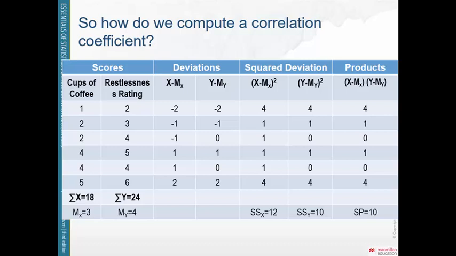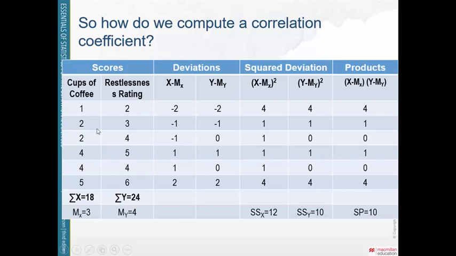And if you've done it, you should get data that looks like this. So our mean for cups of coffee was 3. The mean restlessness rating was 4. 1 minus 3 is -2. That's your first x deviation. And then square it gives you 4. 2 minus 3 is -1. Square it gives you 1. There it is again. 4 minus 3 is 1. Square it is 1, etc.